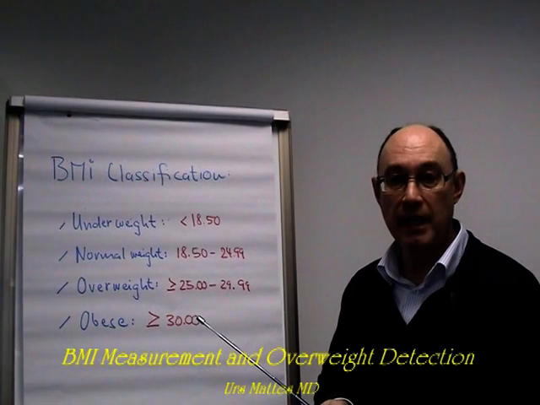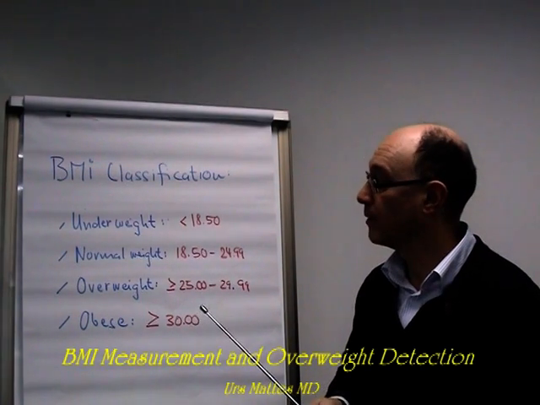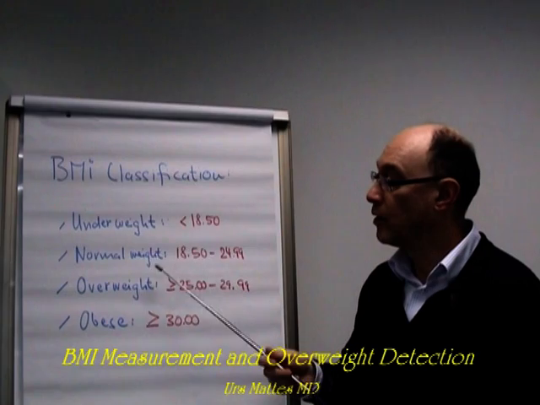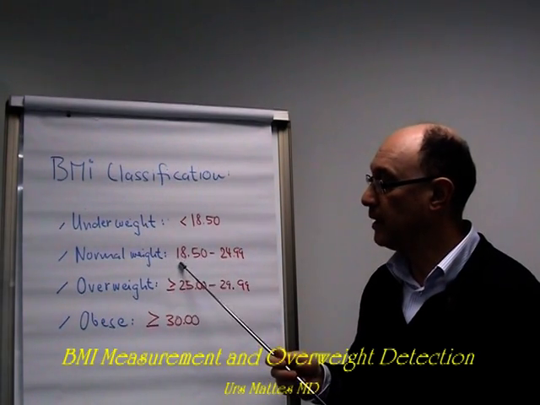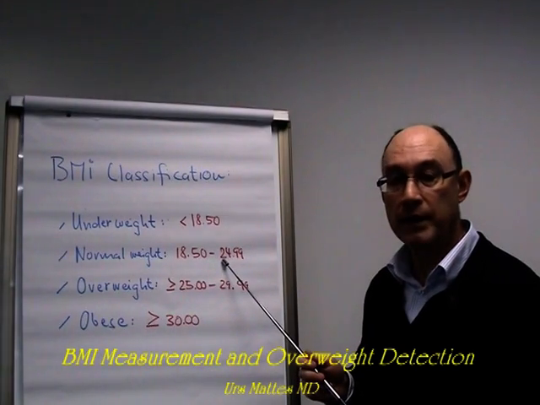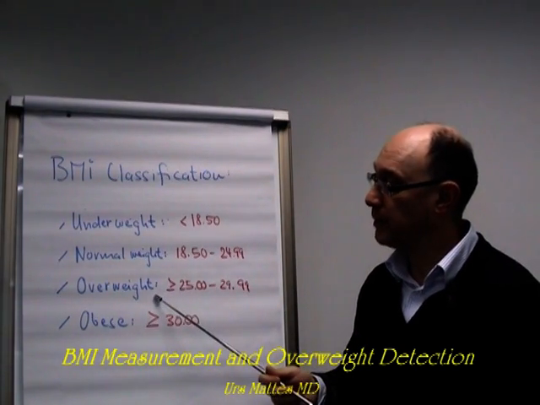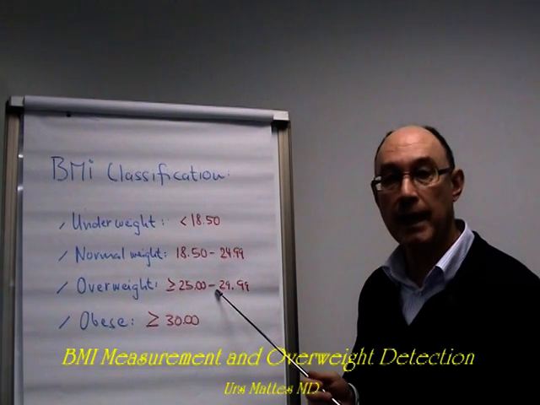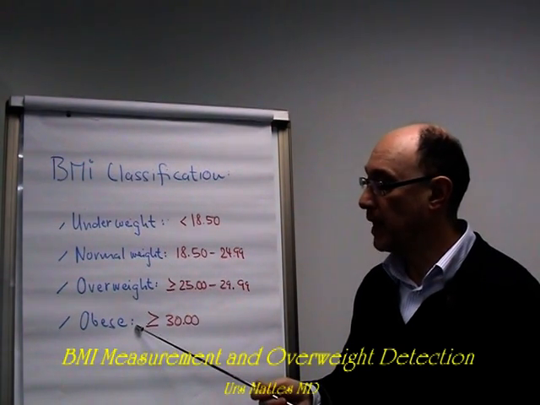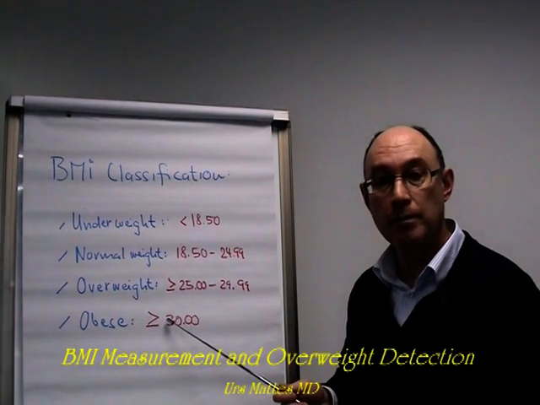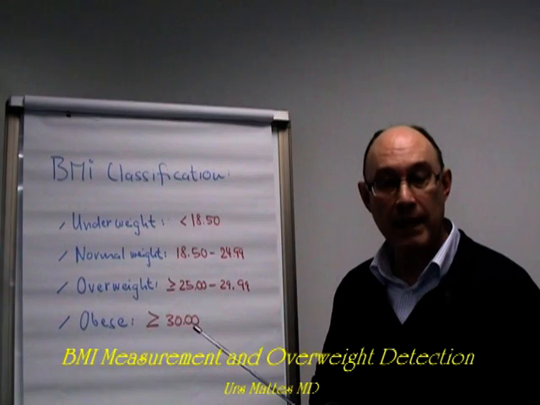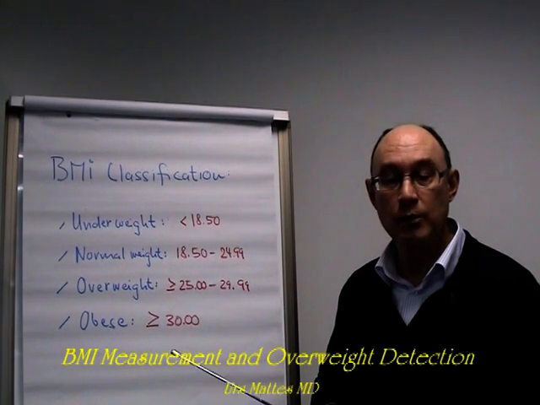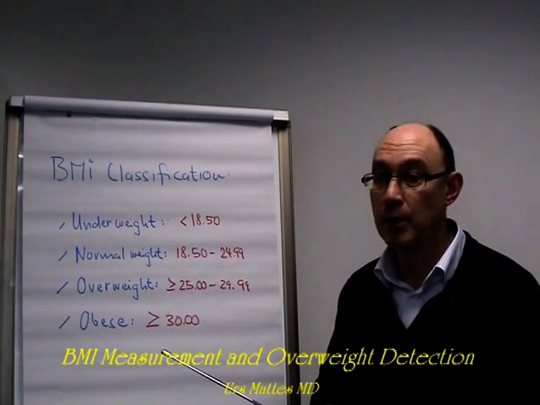The BMI classification for adults is as following. For underweight people it is below 18.50. For normal weight people it is 18.50 up to 24.99. For overweight people it is equal or higher than 25.00 and goes up to 29.99. And obese people have BMI values which are equal or higher than 30.00. If we go back to the BMI measurement which we calculated earlier on, we can now say that that value was normal. You remember it was 23.7.